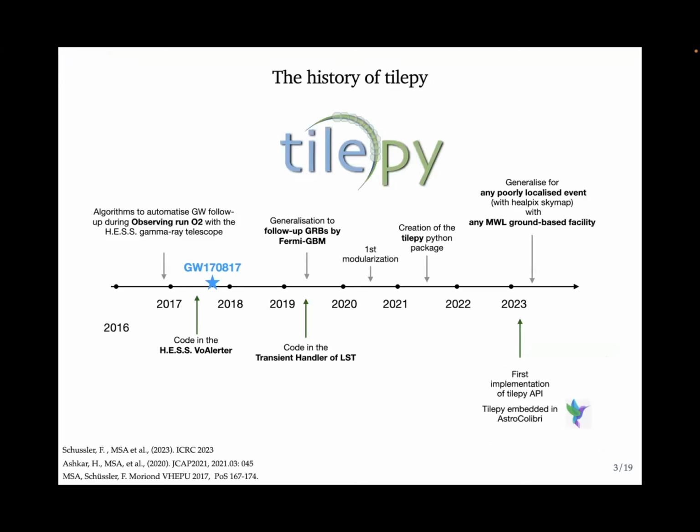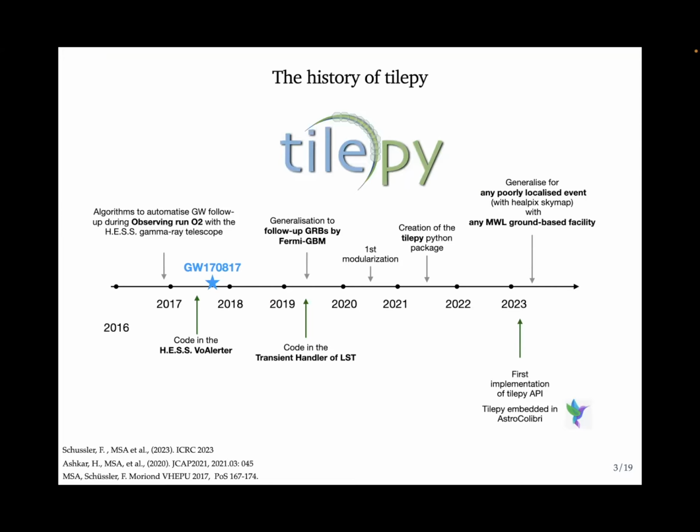So a bit of history on how this started. First of all, we had the gravitational wave case. So everybody started to develop these algorithms to follow these events because it was the only way to do it. This was about 2016. And that's what we did for the HESS telescopes to be ready for observing run 2. We were ready to follow up the gravitational wave 170817.